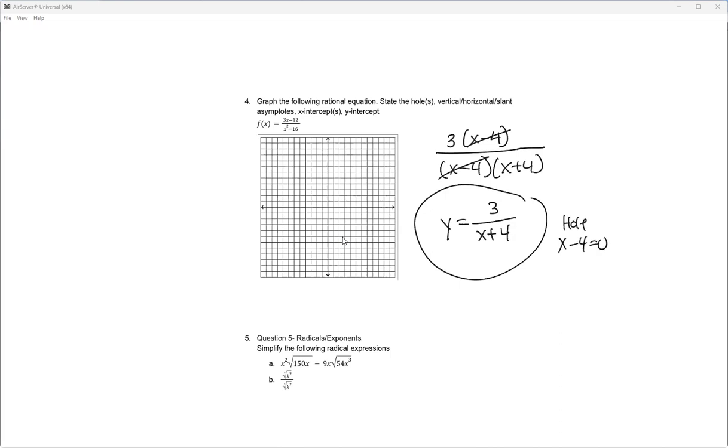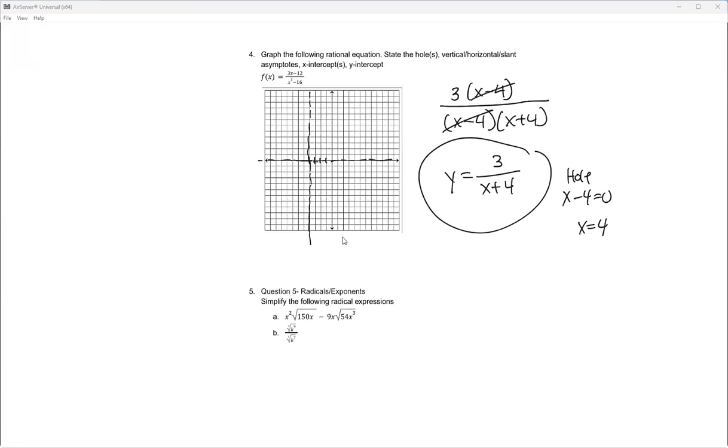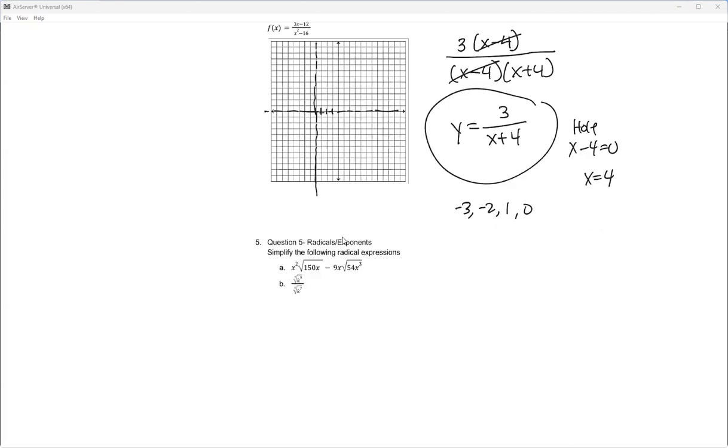So let's graph this first before we graph the hole. We have the vertical asymptote at -4. So 1, 2, 3, 4. Then we have the horizontal asymptote at 0, right? Because the power on the bottom is bigger than the power on top. Okay, and what we're going to do is plug in numbers on the right and left of the vertical asymptote. So maybe we should plug in -3, -2, 1, 0. That should kind of give us a good clue on what's going on.